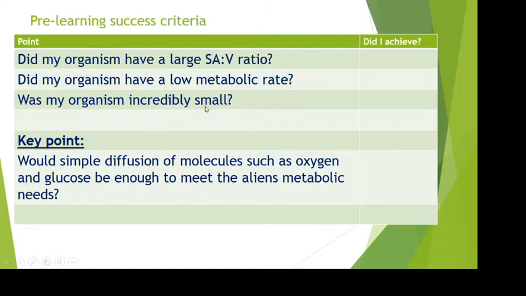And was your organism tiny, or even smaller, preferably? Was it a teeny tiny organism? Because again, the smaller the organism, the less likely it is to need a transport system to deliver, because if there's not a very long way for things to be delivered, they could probably just diffuse there. Key idea: have you drawn something where simple diffusion of molecules would be enough to meet that alien's metabolic demands? Because if you have, you've smashed it, green pen, some amazing things. If you haven't, then think again.